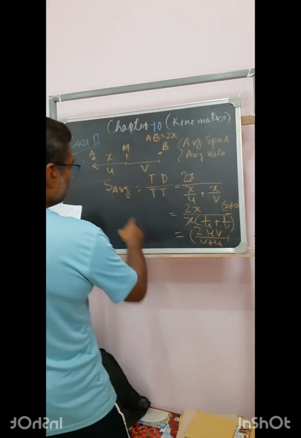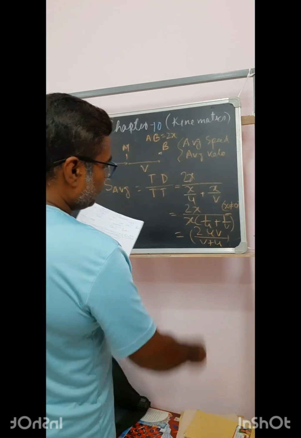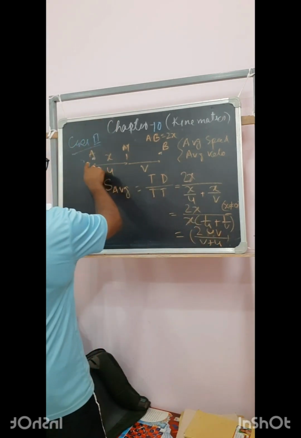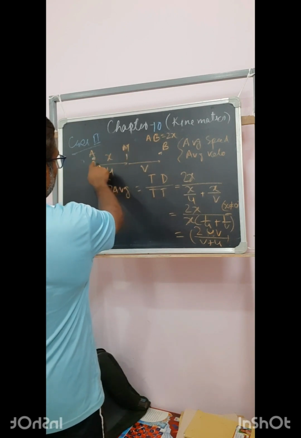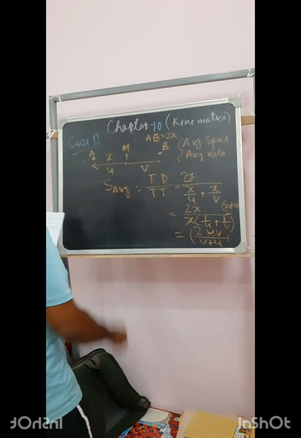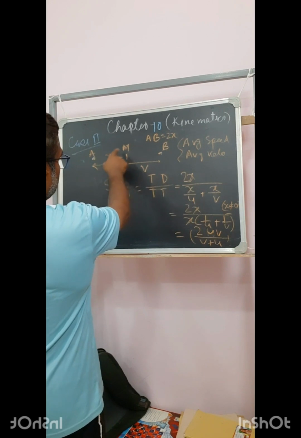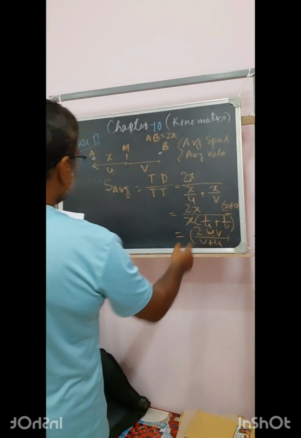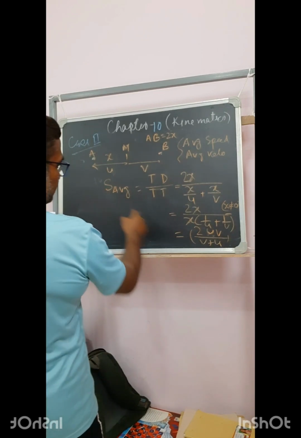So the value is coming the same as the earlier, but in that case the journey was from A to B and B to A again, while in this case half of the journey is made with velocity u and the other half with v. So in this case I am getting the same average speed.